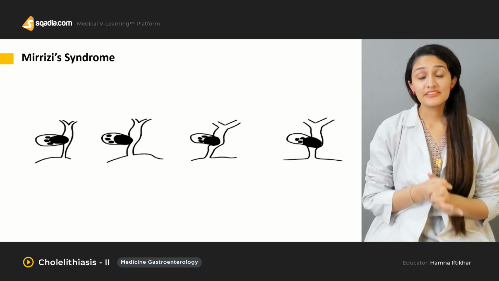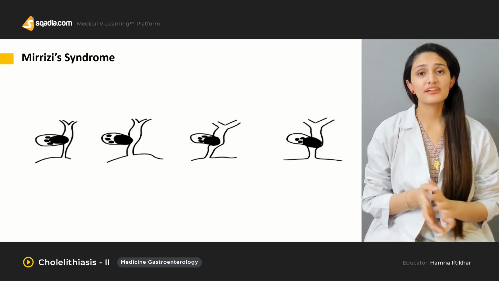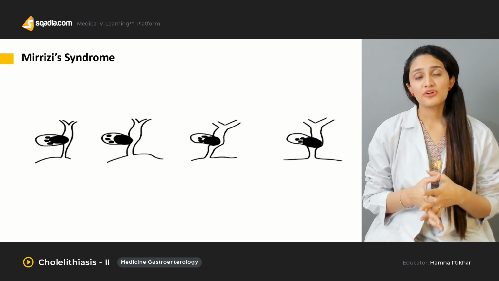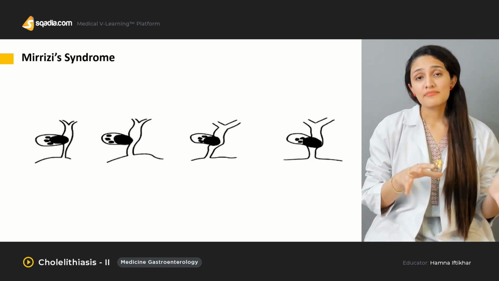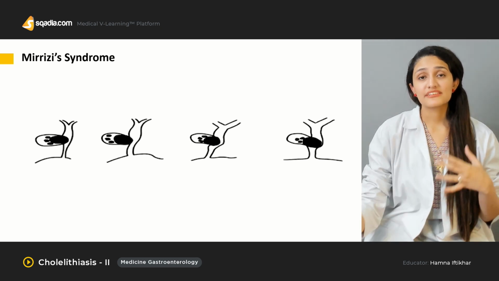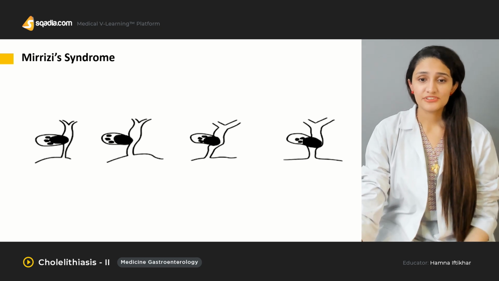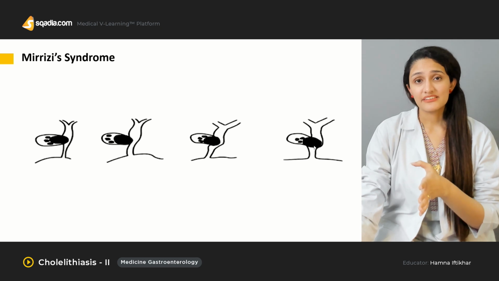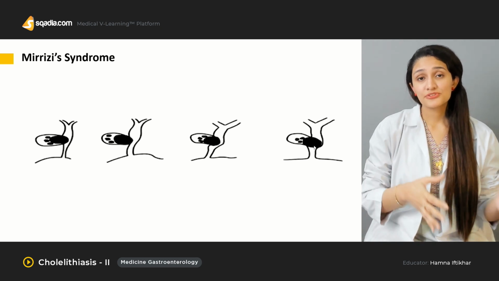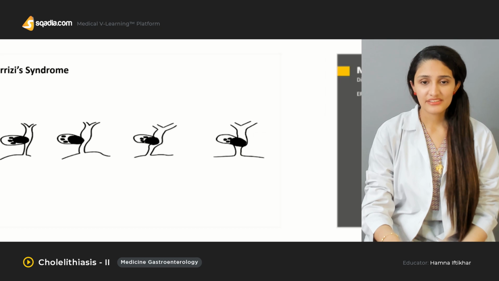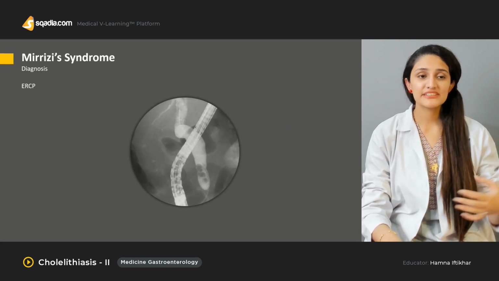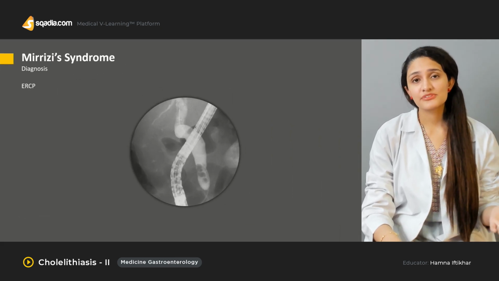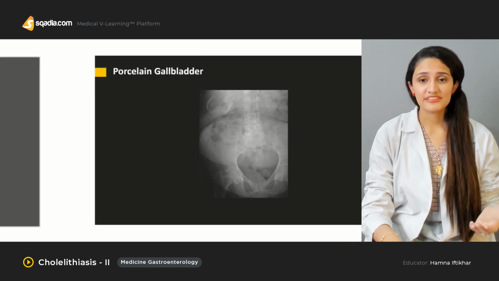Next, there's a very different type of syndrome, which is called Mirizzi syndrome. It causes extrahepatic pressure that is put on the hepatic duct. As you can see, the stone causes an extrinsic sort of pressure towards the hepatic duct. And then we'll be seeing the different ways to diagnose these patients. It could be with ERCP.